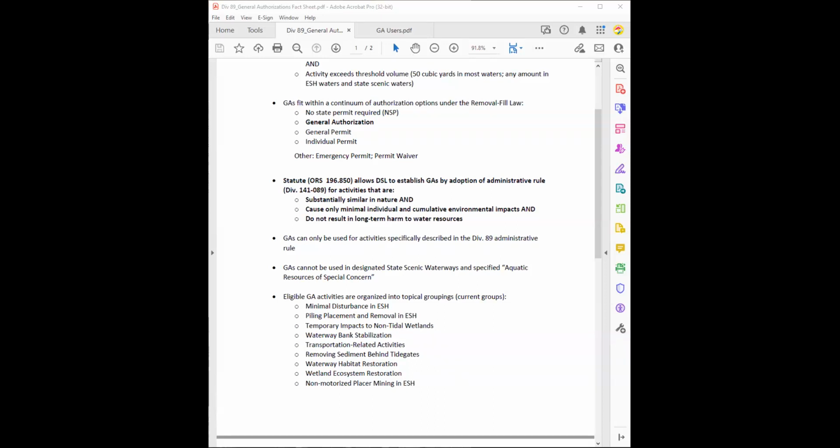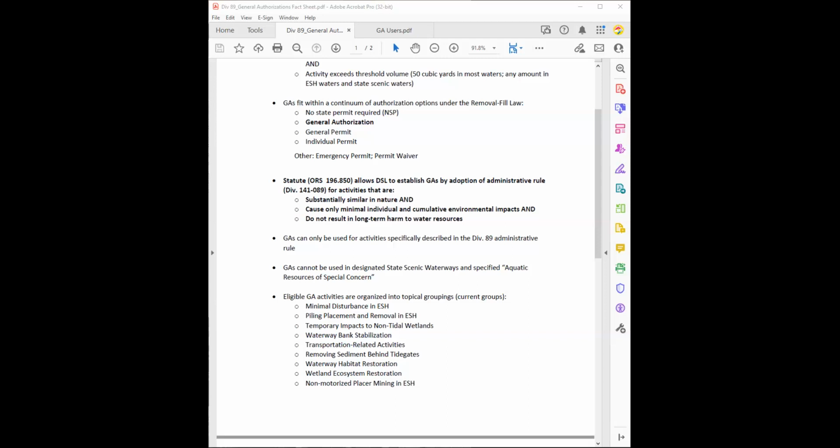GAs can only be used for activities that are specifically described in the Division 89 administrative rule. So if folks propose to us a bank stabilization activity using, say, large wood and organic material, great. That's specifically described in the administrative rule as an allowed activity, and they can continue on through the process. If folks tell us they want general authorization for bank stabilization, but they are going to use rock or riprap, then the use of riprap is not described in Division 89 general authorizations anywhere. So therefore, they cannot use that method to get that quick pass through our permit process.